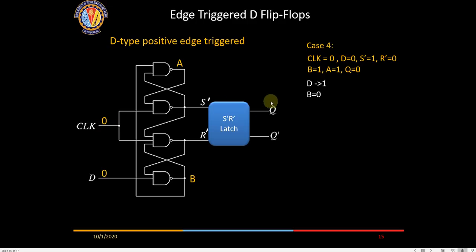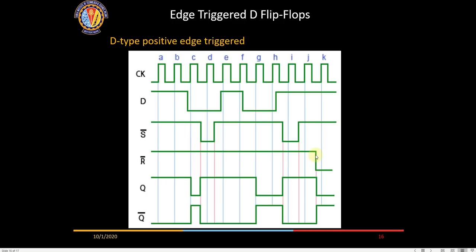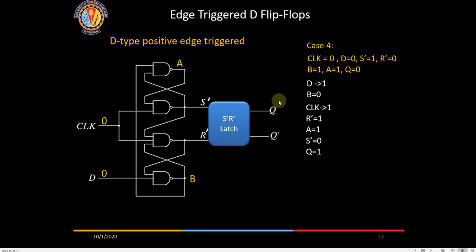Because the clock is 0, this transition at B is not going to be transmitted here. But when the clock changes from 0 to 1, B is going to trigger a reset and set. So there will be changes in the reset and set conditions, and you will find the output gets slaved to D equal to 1.